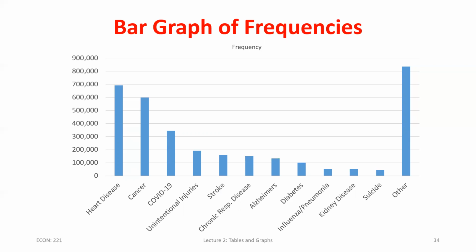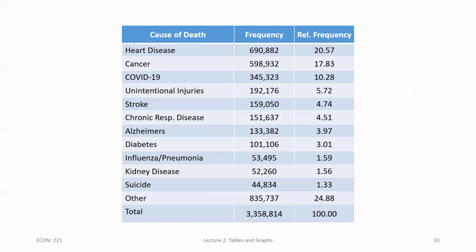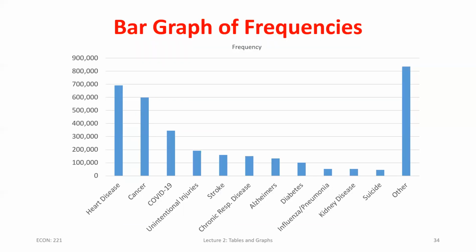I'll then do my next cause of death, which is cancer. Its frequency was just about 600,000, so I draw a bar up to 600,000. I continue to do that for every possible response I could see from my variable, and then I have this visual of the distribution. Here it's a weird one because instead of doing every possible cause of death, we had this catch-all category of other.